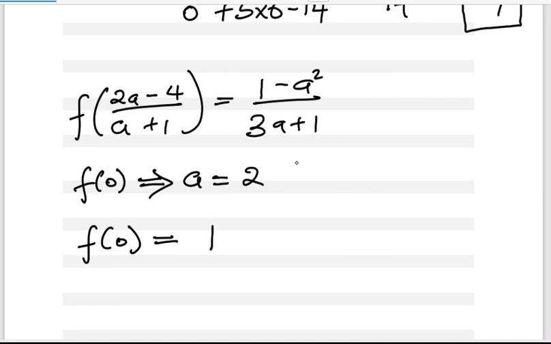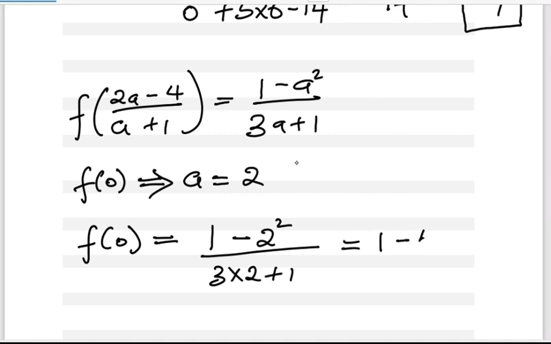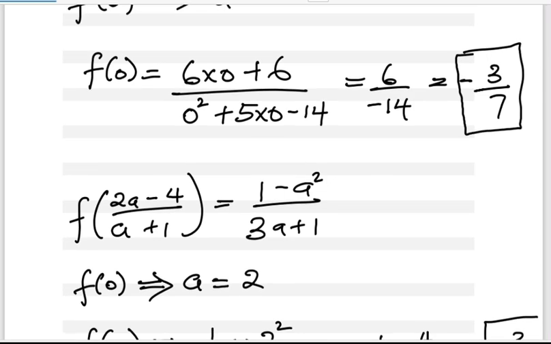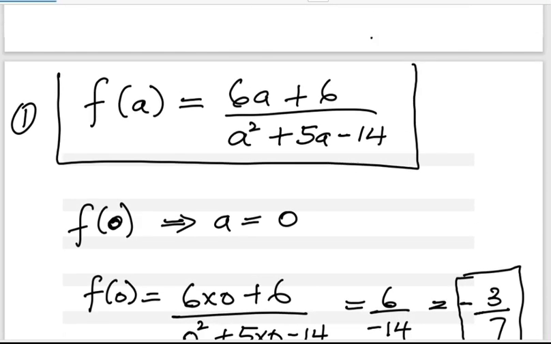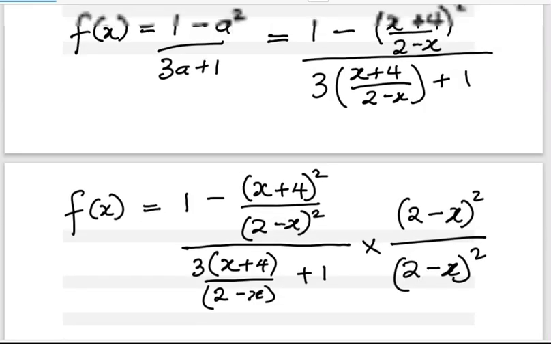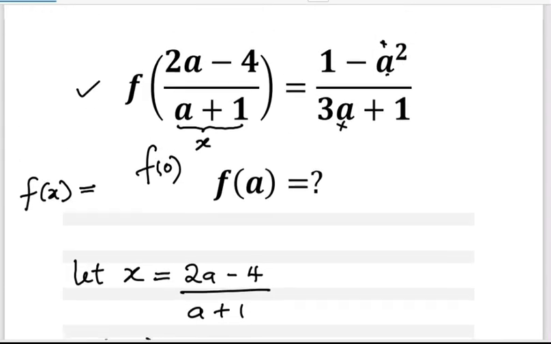What do we have here? 1 minus 2 squared all over 3 times 2 plus 1, and this is 1 minus 4 over 6 plus 1, and this is simply negative 3 over 7. That is what we got with our more simplified function, which implies that this is absolutely correct, and that is how to solve for a simpler function from a much more complex one.